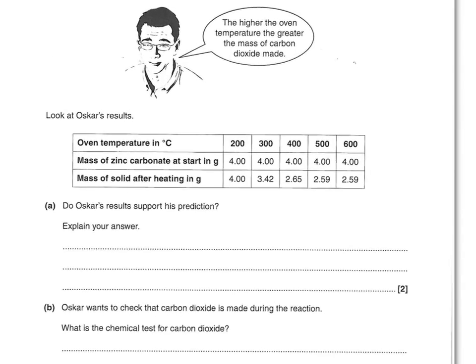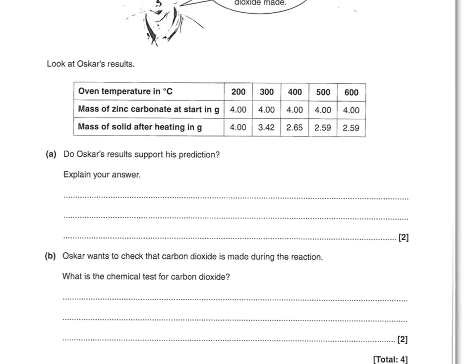So that's one way you could look at it. The other way you could look at it is you could say no, because after 500, the mass no longer decreases. So you could also get the 2 marks for saying that.